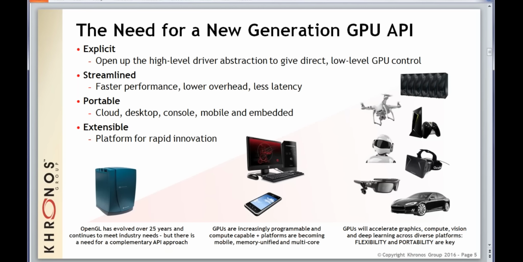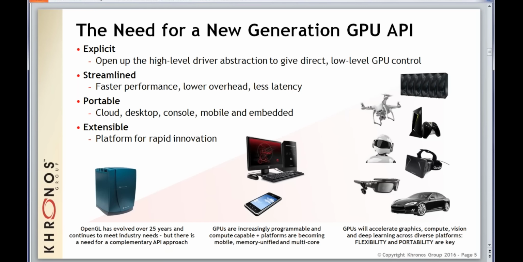We want it to be portable across a range of platforms, everything from supercomputers and cloud through desktop, console, mobile, and embedded systems. Historically, we ended up with OpenGL and OpenGL ES. In this generation, we want to make sure Vulkan is flexible enough to cover all of those platforms with just one API framework. And then last but not least, extensible.